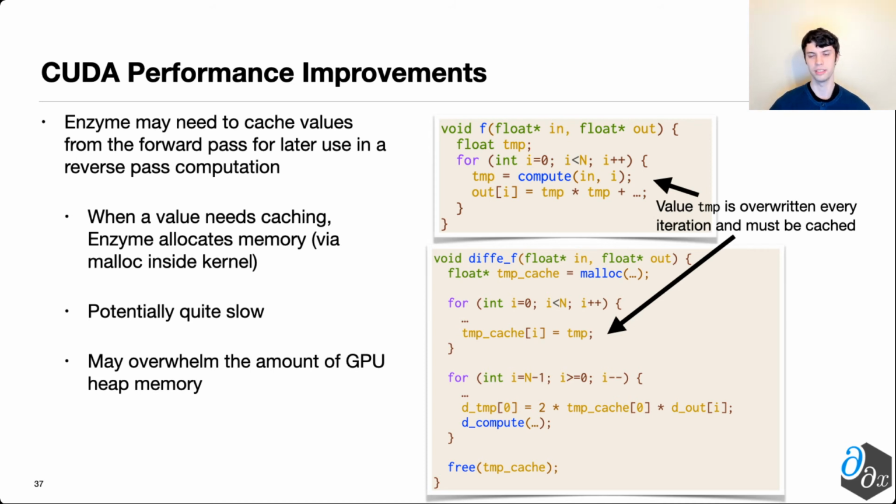Enzyme, by default, when it detects a value that needs caching, will go ahead and allocate memory. In the case of a CUDA kernel, via malloc inside of the kernel, which creates global memory. And this is potentially quite slow, since global memory isn't the fastest. Moreover, this may also overwhelm the amount of memory on the heap available on the GPU, potentially preventing it from running in the first place.